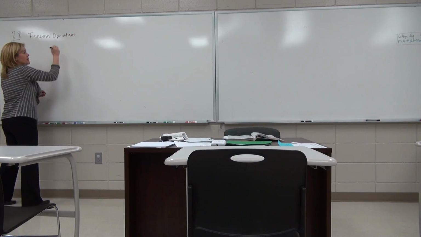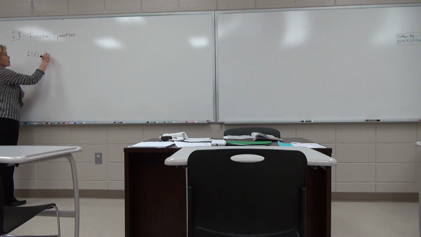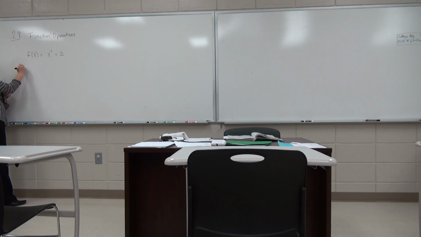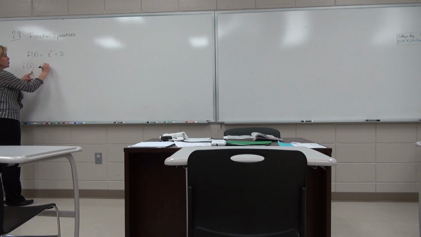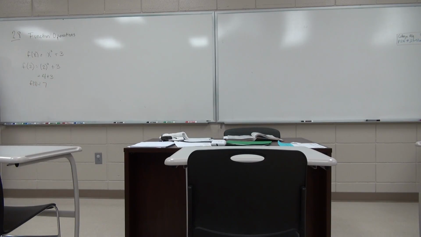Alright, before we get into this, let's review what we just went over out of 2.3. If I gave you that f of x was equal to x squared plus 3, and I told you to find f of 2, what would you do? Put 2 where you see x. So that would be 2 squared plus 3, or 4 plus 3, which is 7. So f of 2 is 7, right?